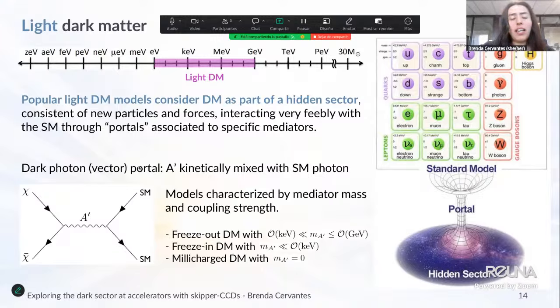Here I am highlighting one of the most popular portals in these light dark matter models, which is the dark photon portal, where we consider this new vector to be kinetically mixed with the standard model photon. Well, there are different models that are characterized by different mediators and coupling strengths that could give different dark matter candidates with different production mechanisms and so on.